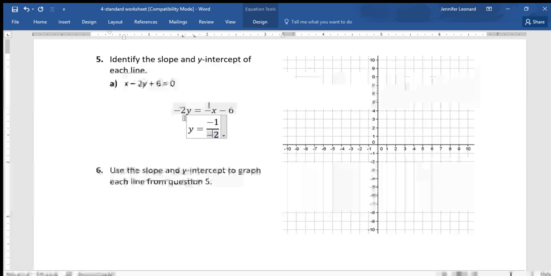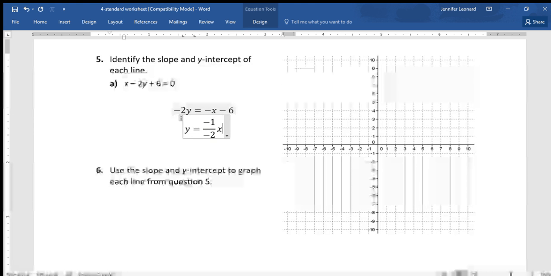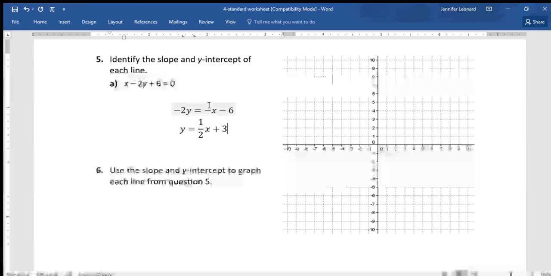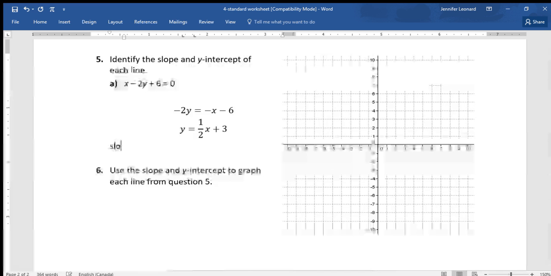Now, that's a little bit ugly. Okay, so I think these two negatives could cancel each other out. That looks good. And then I've got negative 6 divided by negative 2, so that's going to give me positive 3. So perfect. Okay, that's in y equals mx plus b form. That's in slope and y-intercept form. Now, our slope is the number in front of your x. So in this case, our slope is going to be 1 over 2.